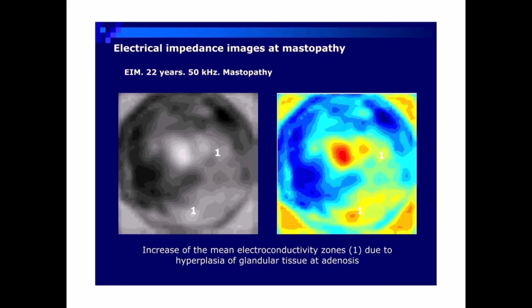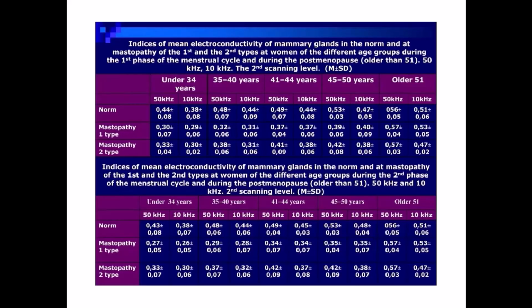Due to hyperplasia of glandular tissue at adenosis. Indices of mean electroconductivity of mammary glands in the norm and at mastopathy of the first and the second types at women of the different age groups during the first phase of the menstrual cycle, and during the postmenopause, older than 51. 50 kHz, 10 kHz. The second scanning level.